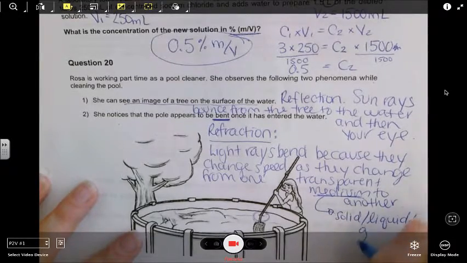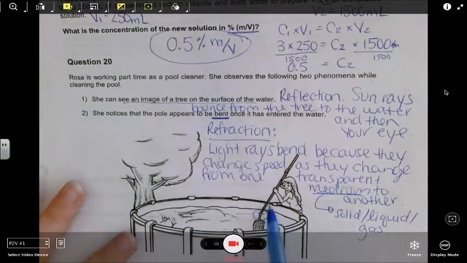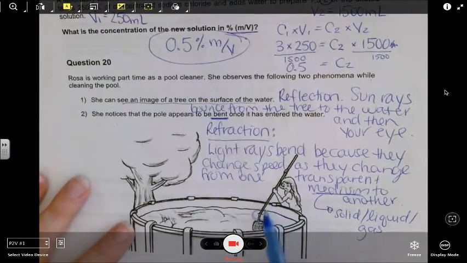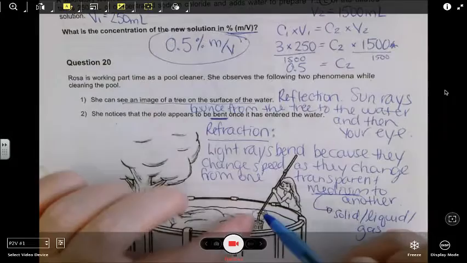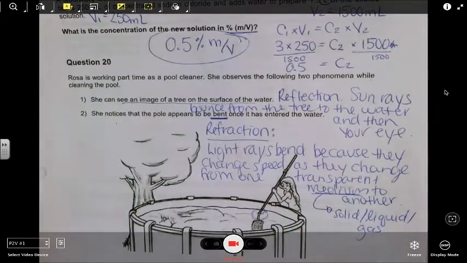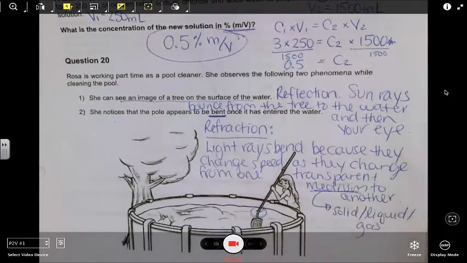Okay, so because the light is moving from the air to the liquid right there, it just changes speed right as it's hitting that, and as it's reflecting into your eye, it's refracted, so it looks like the pole is bent. Okay, so you just have to be able to explain what that means.